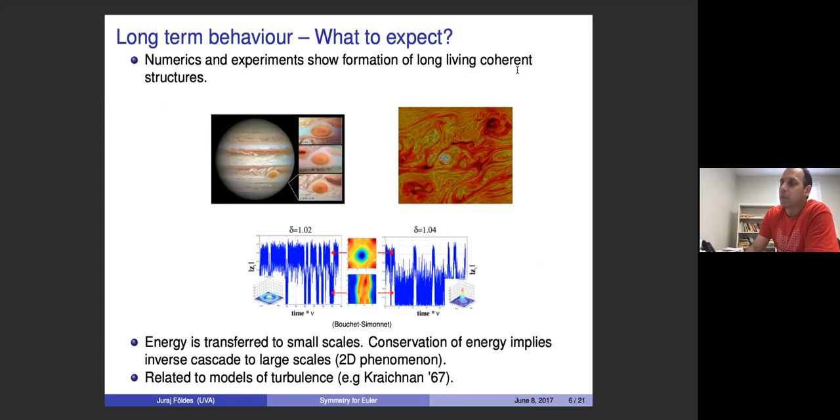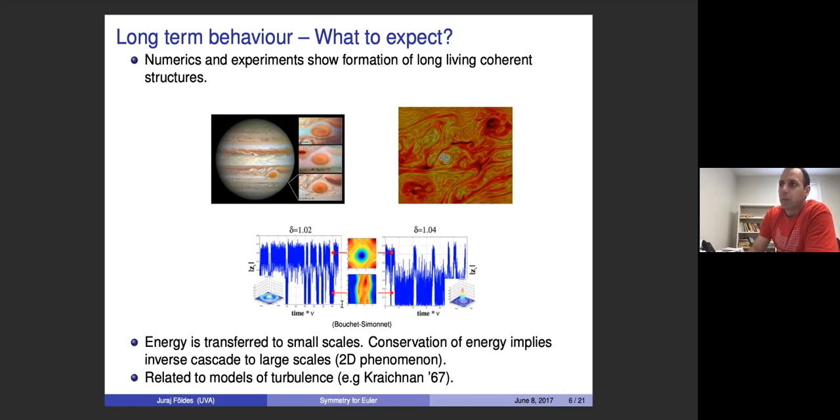we are observing that if we let the Euler equation evolve for sufficiently long time, then we see very, very coherent structures. Those are either these lines, like the bars in the atmosphere of Jupiter, or, as we saw, this big red spot on the face of Jupiter.